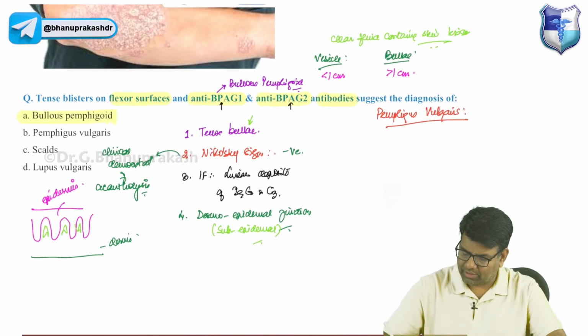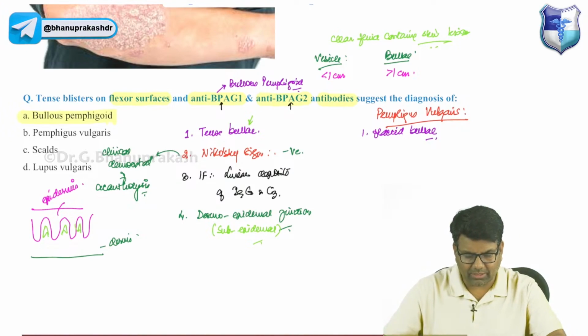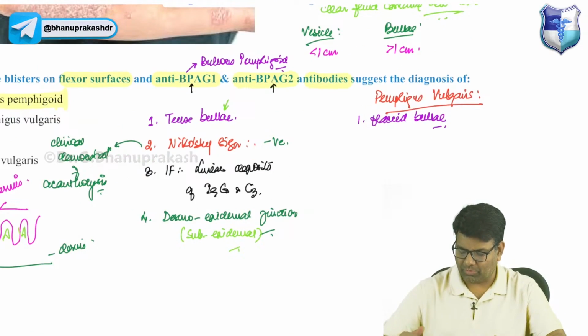So pemphigus vulgaris. Now in pemphigus vulgaris, what kind of bulla will you see? Flaccid bulla, right? So one thing: tense bulla in bullous pemphigoid, and flaccid bulla in pemphigus vulgaris. Number two, now coming to the Nikolsky sign. What will be the Nikolsky sign? Yes, Gulshan, right? We will come to that.